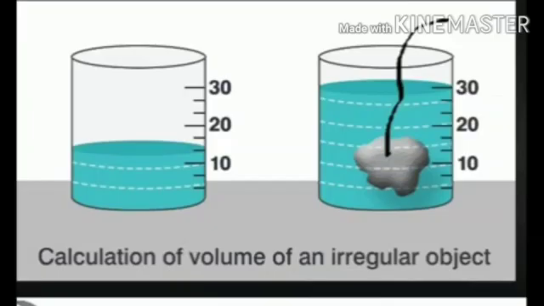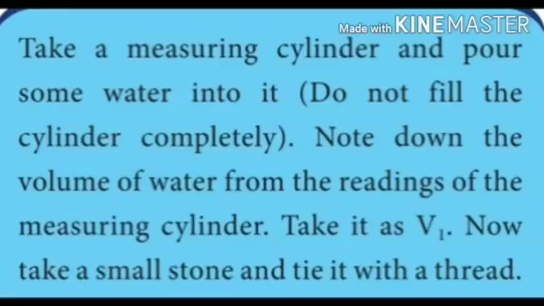Children, see the activity. Take a measuring cylinder and pour some water into it. Note down the volume of liquid from the readings of the measuring cylinder. Take it as V1. Now take a small stone and tie it with a thread. Immerse the stone into the water by holding the thread.